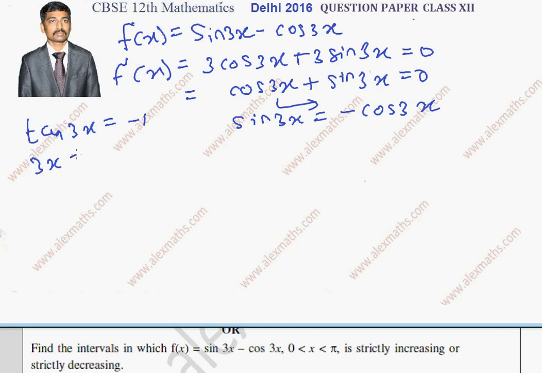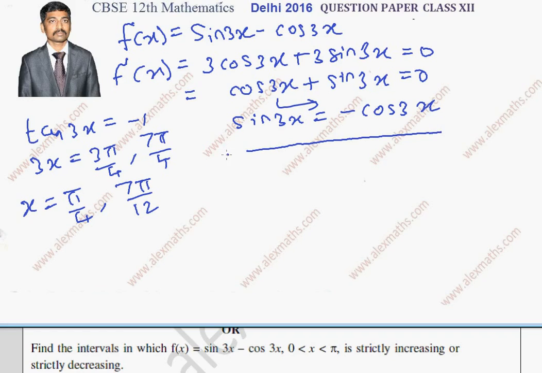It means the value of 3x should be 3 pi by 4 and 7 pi by 4, because it is in the second and fourth quadrant. Then the values of x will be pi by 4 and 7 pi by 12. Now put a number line. They have given the interval from 0 to pi only. So pi by 4 will come here and 7 pi by 12 also will come here. So these are the intervals.